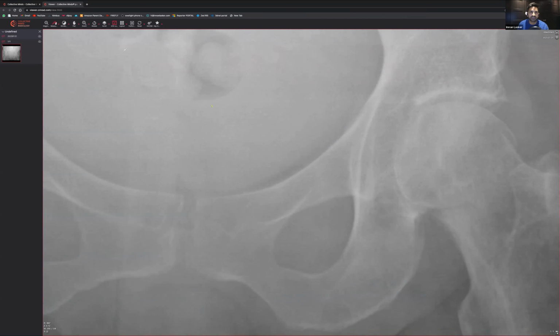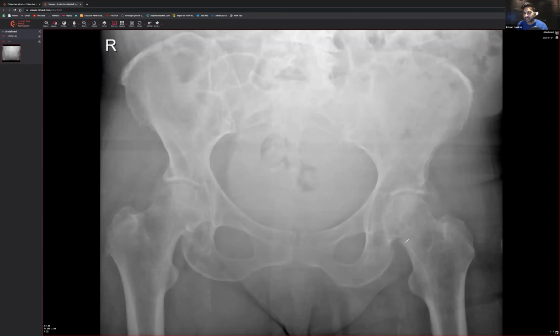Okay, so inferior iliac spine on the left. So let's just reset things. So inferior, okay, iliac spine. Are you talking about this area over here? Down here? Is that what you're saying? And this is about the inferior pubic ramus. Okay, you're talking about here. Okay, let's have a look.